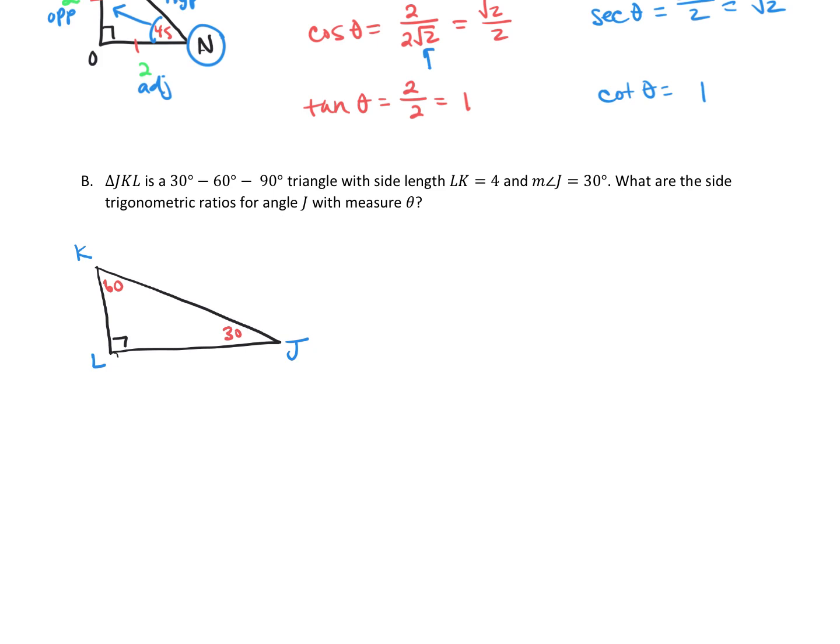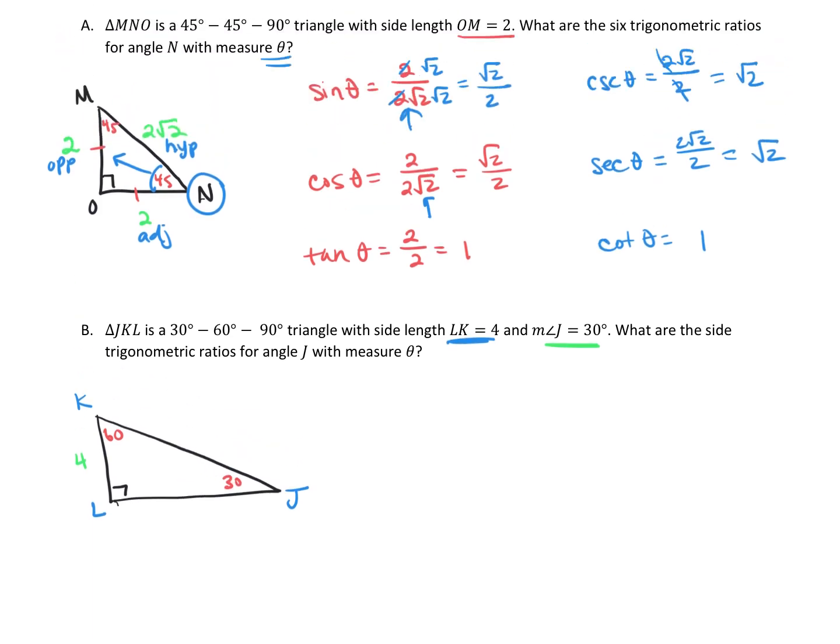Okay, they said that side length LK is equal to 4. So if we go to LK, we're going to set that equal to 4. And then we also know that the measure of angle J is 30. That's why I put the 30 down there. I already had drawn that in my own notes. So J is 30, LK is 4.